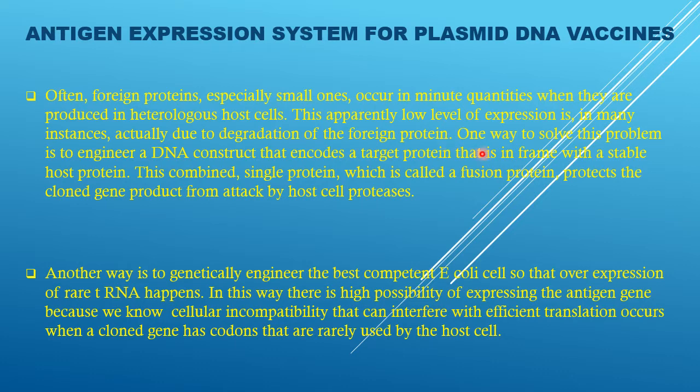One way to solve this problem is to engineer a DNA construct that encodes a target protein that is in frame with a stable host protein. We can make such a target protein, along with your antigen protein, that is stable with the host protein. For this purpose, we have to engineer our DNA plasmid construct.